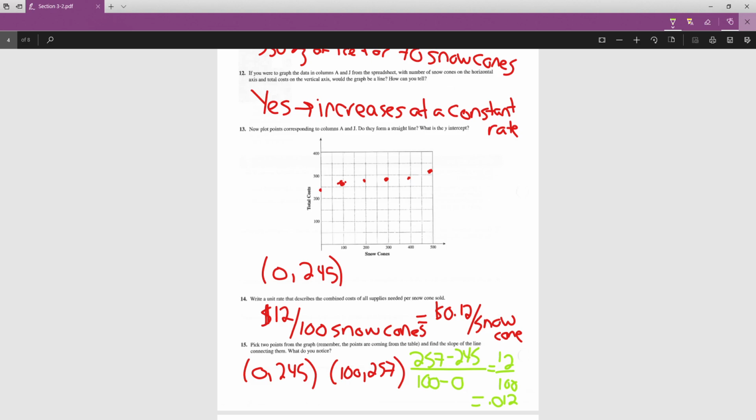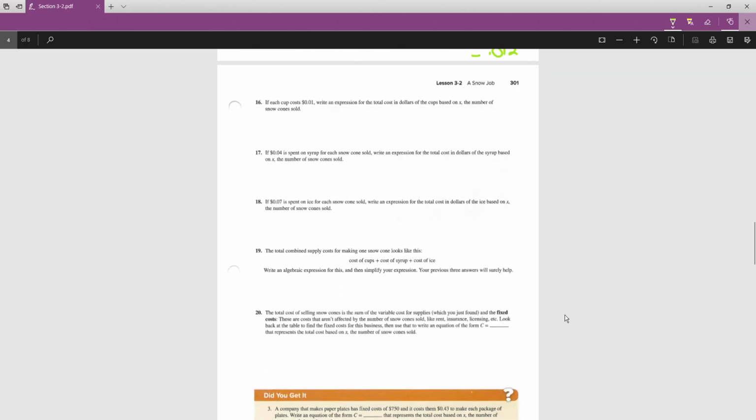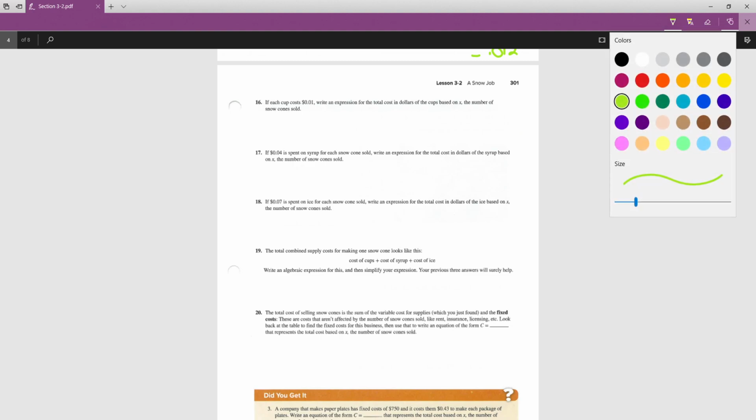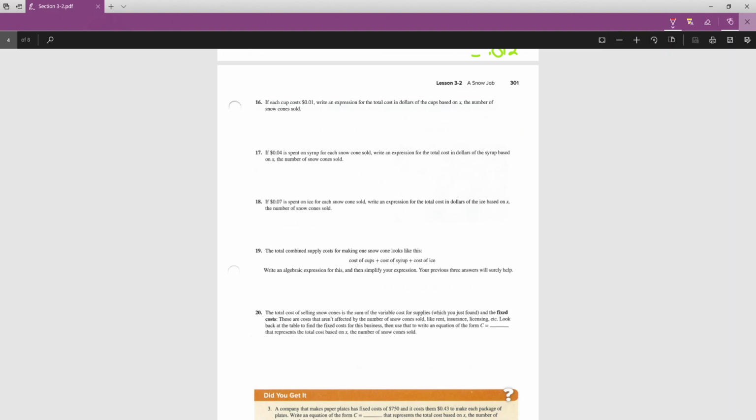Turning to page 301. They tell us if each cup costs a penny, 1 cent, write an expression for the total cost in dollars of the cups based on x, the number of snow cones sold. So if I sell 1 snow cone, how much is it going to cost? It's going to cost 1 penny. If I sell 2 snow cones, it's going to cost 2 cents. 3 snow cones, 3 cents. What am I doing? I'm taking the cost of the cups and multiplying it by x, the number of snow cones.